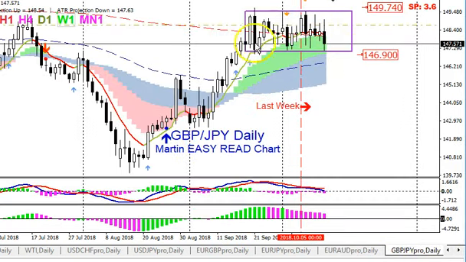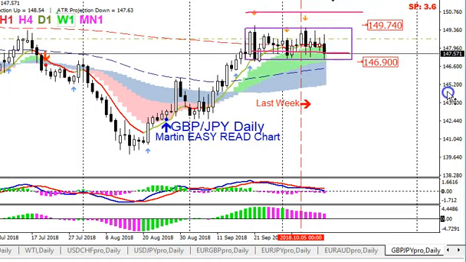Okay, you can see British pound, Japanese yen. We are in a kind of a sideways channel. Okay, I've drawn in my box for you, and basically we are waiting for a breakout. So we're waiting for a breakout above this area, okay, right there, or a breakdown below this area. So look for buys above 149.74. Look for sells below 146.90.